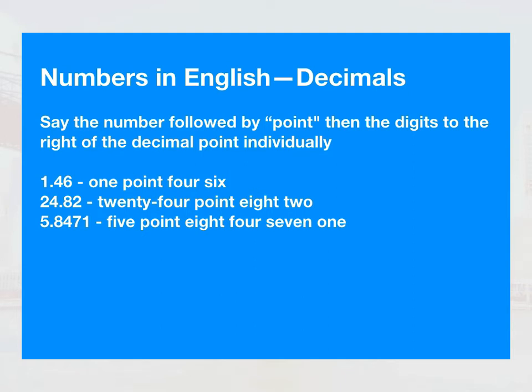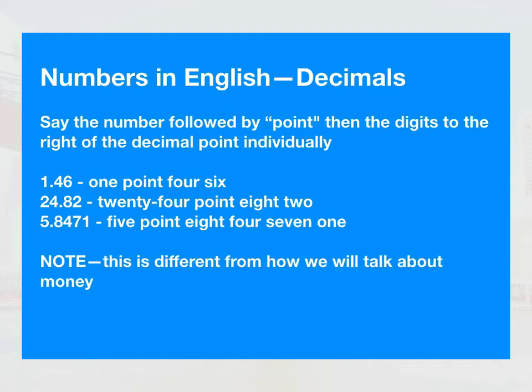Now, looking at smaller numbers, looking at decimals, we will say the number followed by point, and then the digits to the right of the decimal point individually. This is when we're talking about mathematics or scientific notation. 1.46, 24.82, 5.8471. So, like I said, this is different from how we'll talk about money.